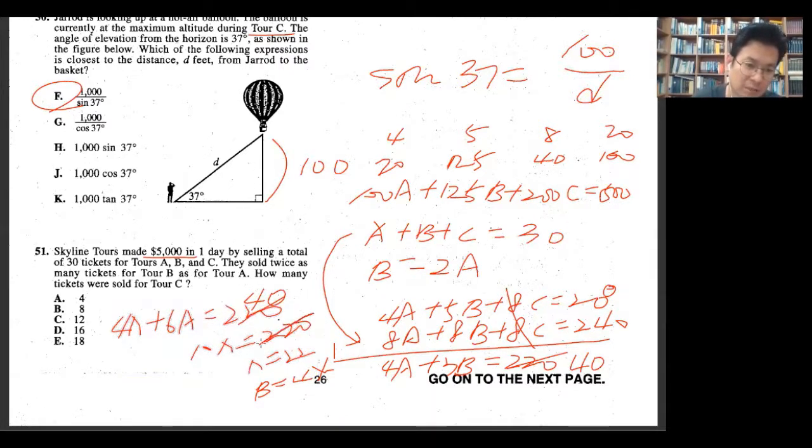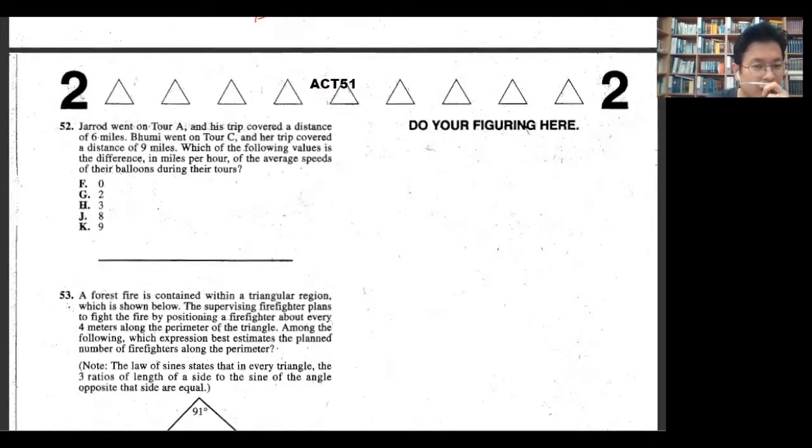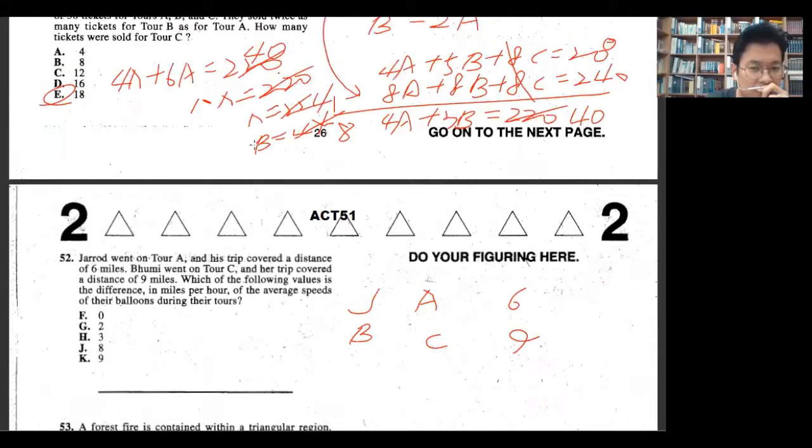And then A, that means A is 4, B is 8. And then C has to be 18. So sorry about the confusion. Gerald went on trip A, which covered a distance of 6 miles. B went on trip C, which covered 9 miles. What is the difference in average speed, in miles per hour, of the balloon during their tour?